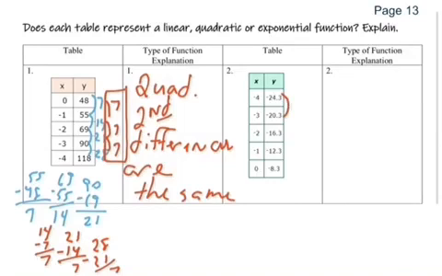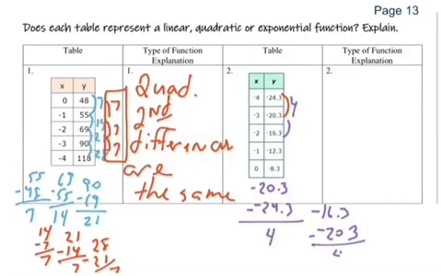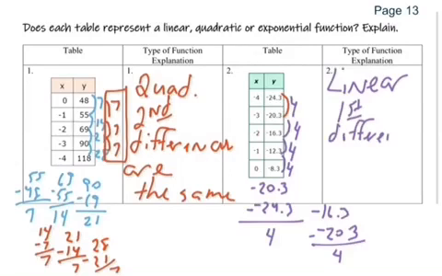Going on to the next one, again, you're always going to be checking for linear first. So again, to do this, I'll be typing in my calculator, negative 20.3 minus negative 24.3, be careful with the double negative, and I get 4. Then I would do negative 16.3 minus a negative 20.3, and I get 4. You would keep subtracting, and in this case, they do all end up being 4. Therefore, this would be linear, and your explanation would be first differences are the same.